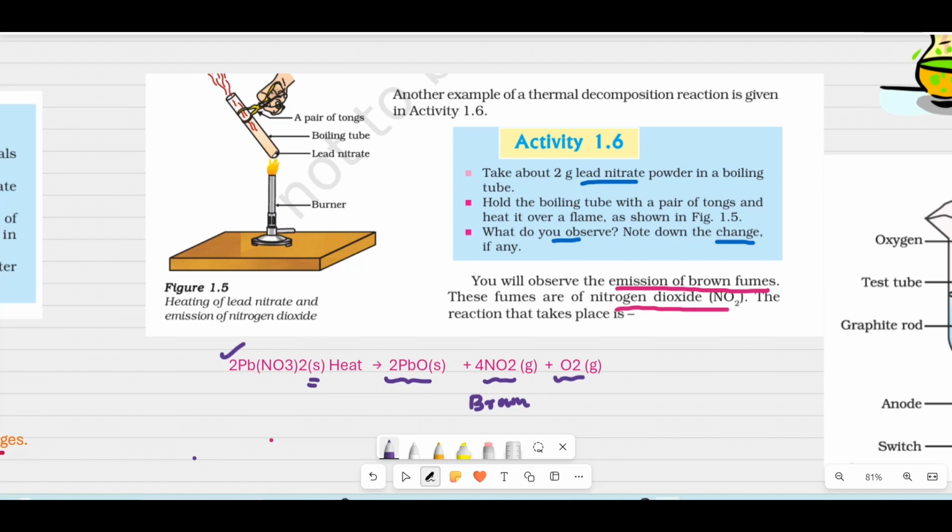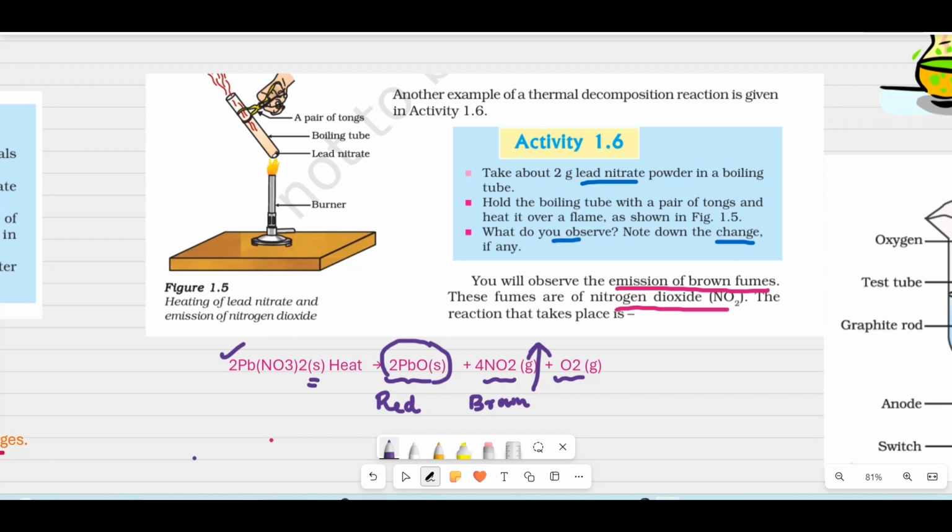So there are 3 products. The first one is lead oxide, which is red in color. Brown fumes will be emitted, and then oxygen is also produced, but we cannot see oxygen. We can see only 2 observations. First, a red residue will be formed inside the test tube. This is the lead oxide, a red residue formed at the bottom. And then nitrogen dioxide gas, a brown color gas, comes out as brown fumes. So this is also an important example of thermal decomposition.